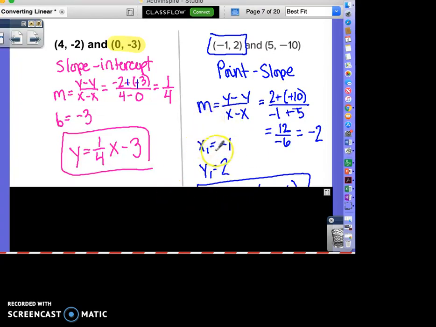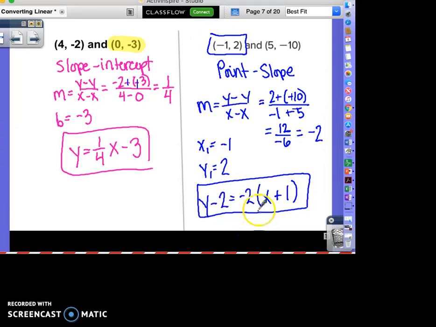And then I can take one of my points, we chose negative 1, 2, and I'm just going to replace it. X minus negative 1 turns to a positive 1. And then y minus 2, and I'm going to replace my m with the negative 2, which was my slope up here.